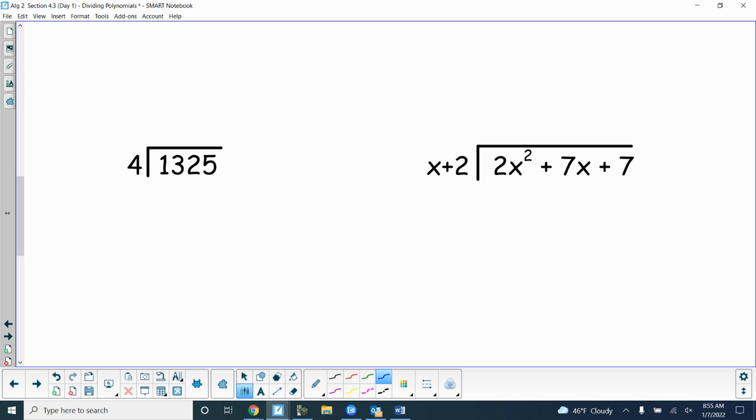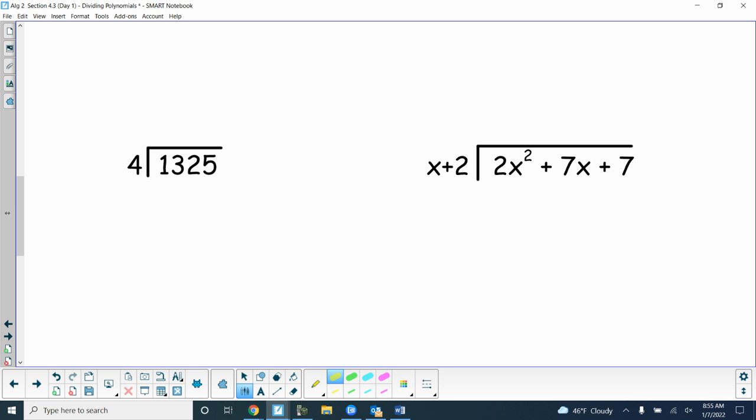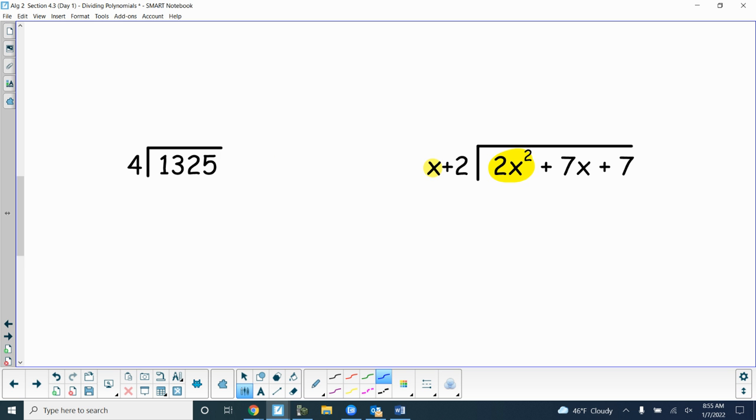Look for that. Now the division part is really easy, okay? All you worry about is the first term divided by the first term. Don't worry about that plus 2 there right now, on the division part. So all I'm thinking is 2x squared divided by, oops, not 2, divided by x. What's going to happen when I divide something by x?